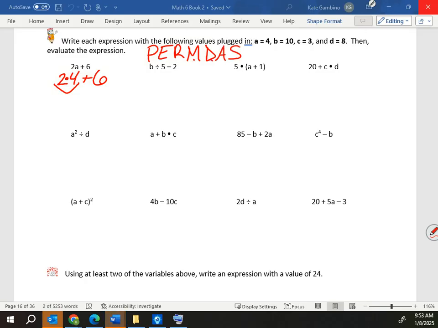Multiplying comes before adding or subtracting. So I'm going to multiply first. 2 times 4 is 8. I'm going to put that number right underneath it.